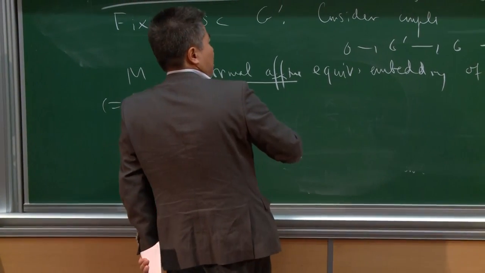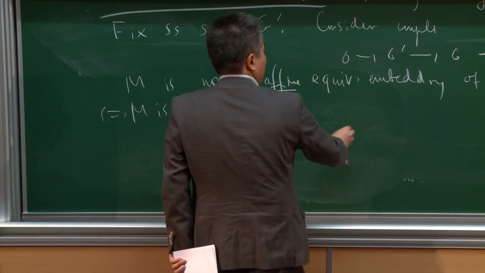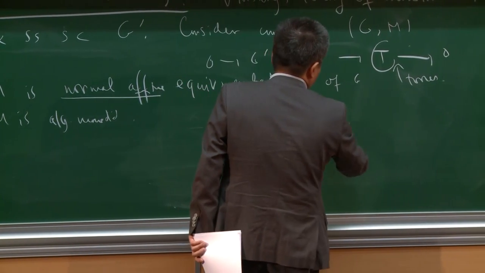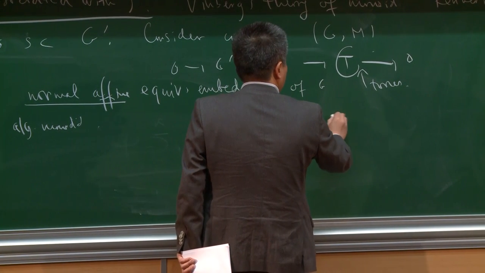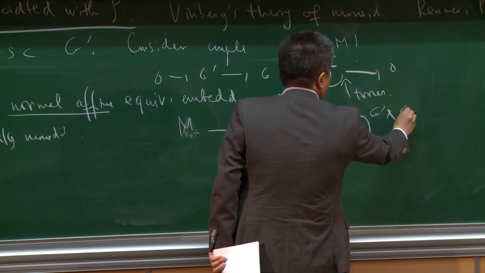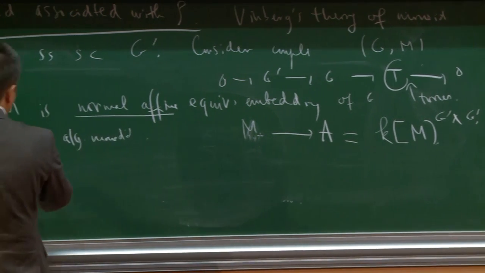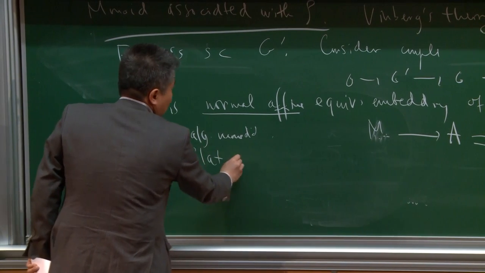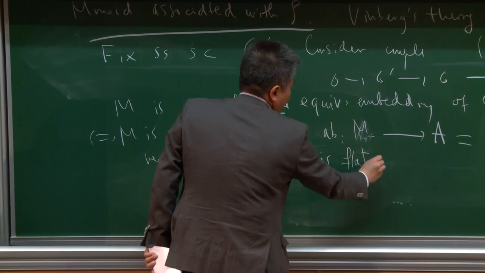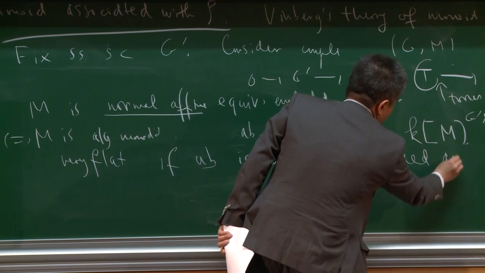So there is something technical but important, which is what Vinberg called the abelianization. So we look at this map from M into A, where A is the spectrum of the regular functions on M which are invariant on the left and the right by the semi-simple group. We have this map, and the monoid is going to be very flat if this abelianization is flat with reduced geometric fibers.